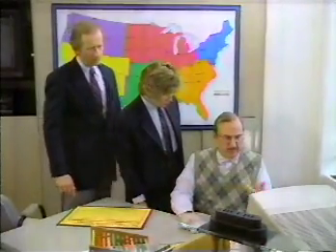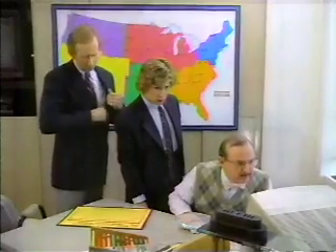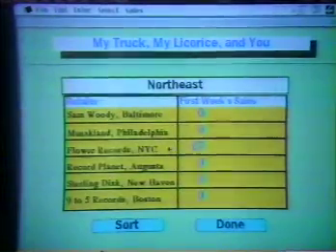Oh, I'm not saying it. The computer's saying it. Not only that, but they're all from the same zone and the same store. Flower Records, New York City.